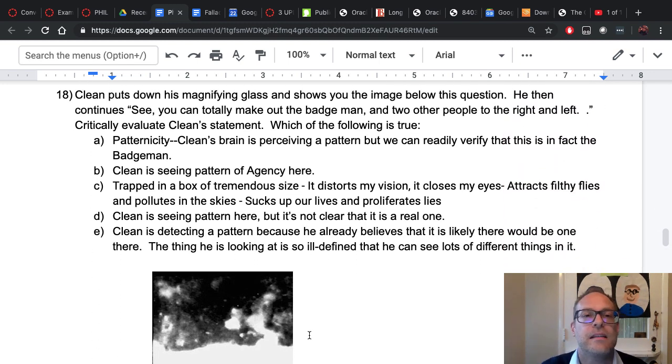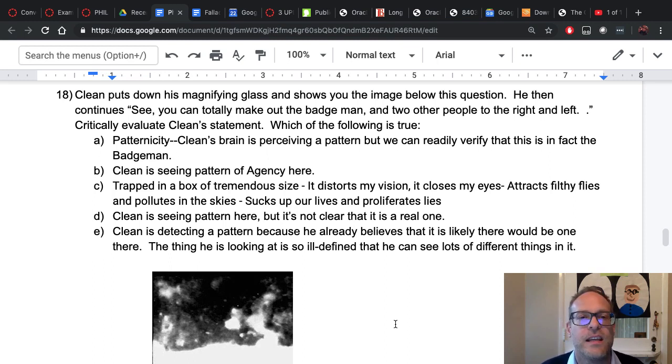All right, number 18. Clean puts down his magnifying glass and shows you the image below this question. This one right here. He then continues, quote, "See, you can totally make out the badge man and two other people to the right and left." Critically evaluate Clean's statement. Which of the following is true?